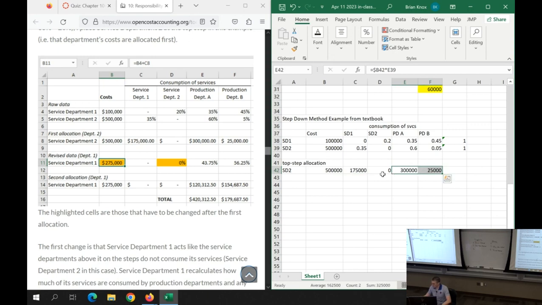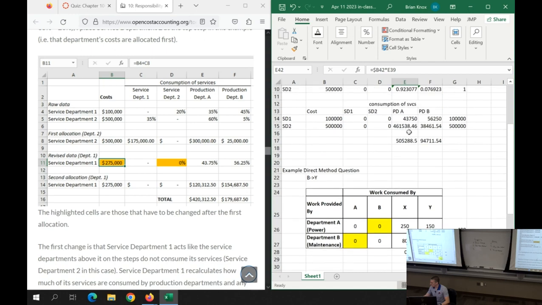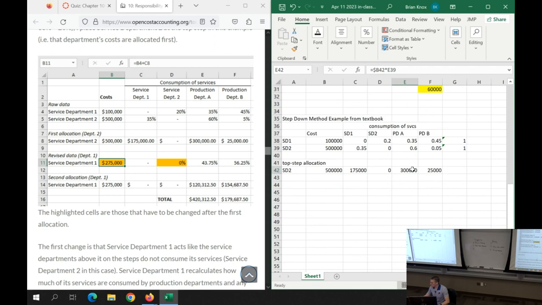It always includes the production departments and the down step service department. Okay, so of that 500,000, 175,000 is going to be moved to the other service department. And now, instead of us pushing 461,000 from service department 1 to production department A, we are moving 300,000. Production department A manager just thanked us. Okay, just as a check figure, we can sum this, make sure it equals 500,000. Yep, we allocated all the costs. All right, so that top step one is done.